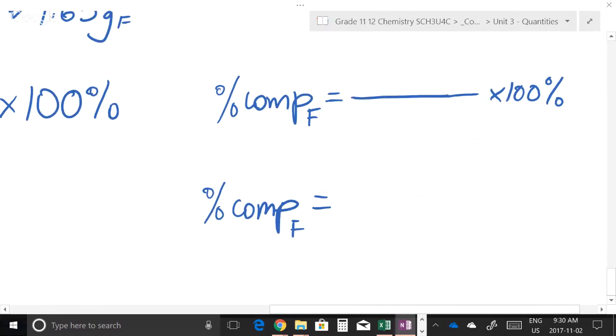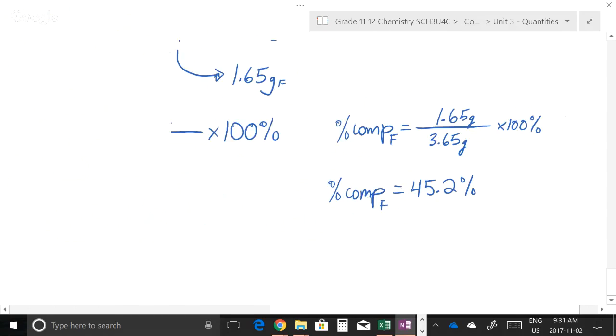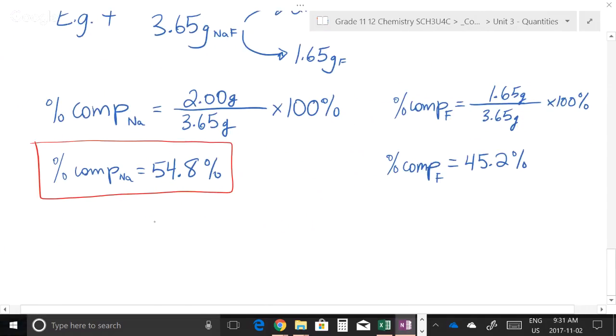Okay, what am I putting in here to make this work? 1.65, and on the bottom, 3.65. All right. And when we do that, what do we get? 45.2. And of course, these two percent compositions must sum to 100.